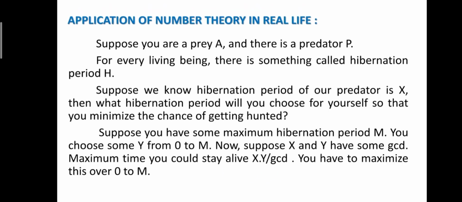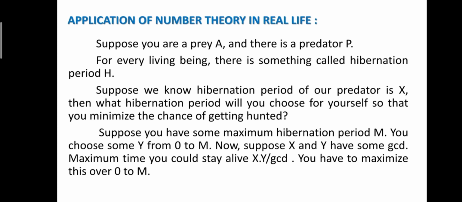Here is one of the applications of number theory in real life. Suppose you are a prey A and there is a predator P. For every living being, there is something called a hibernation period H. For a human being, it is 12 hours, which basically means that you can sleep for H time and you can stay awake for another H time. Now suppose you know the hibernation period of your predator is X, then what hibernation period will you choose for yourself so that you minimize the chance of getting hunted?